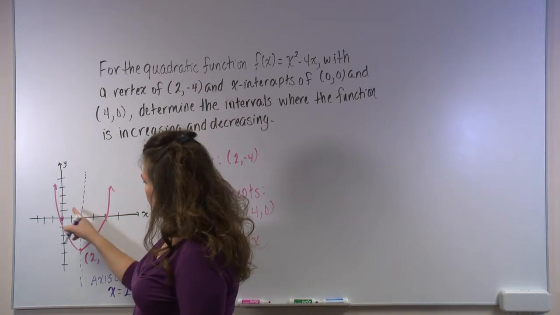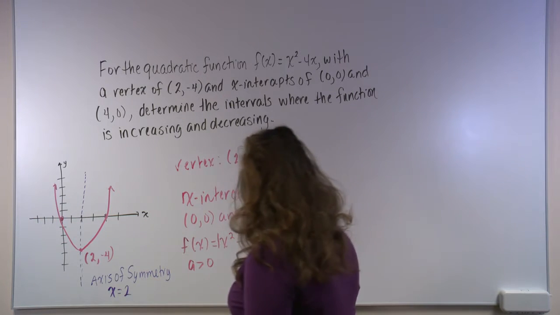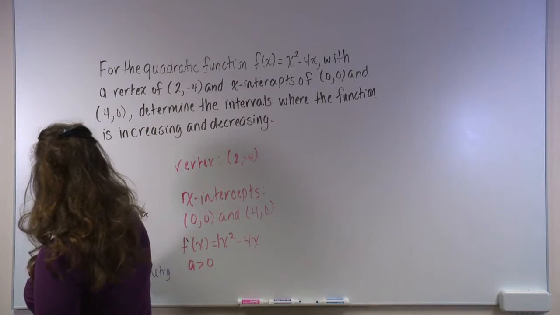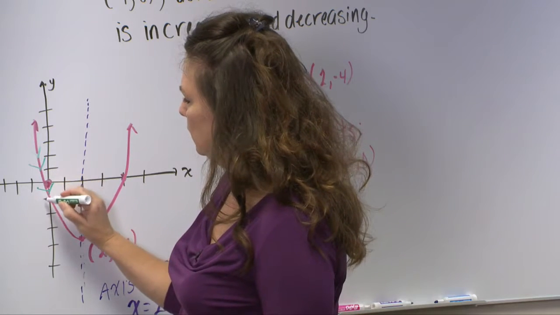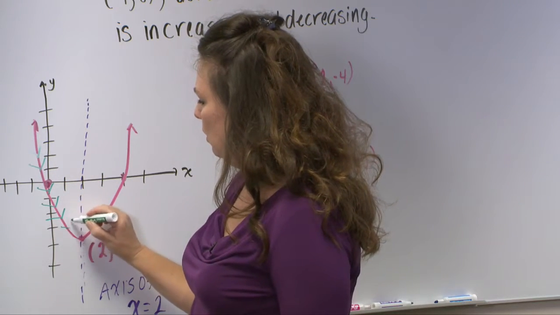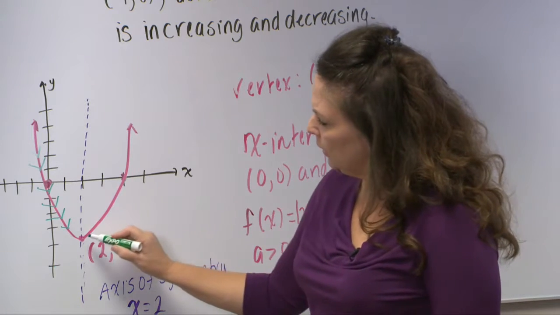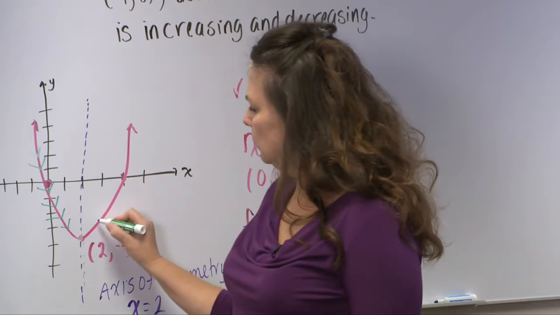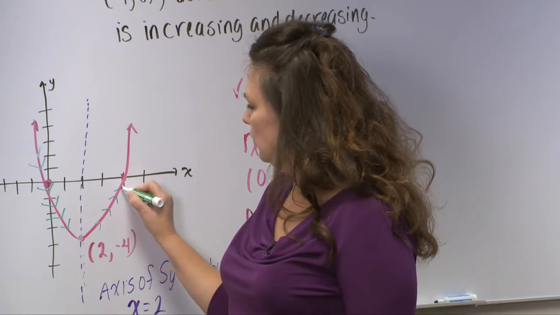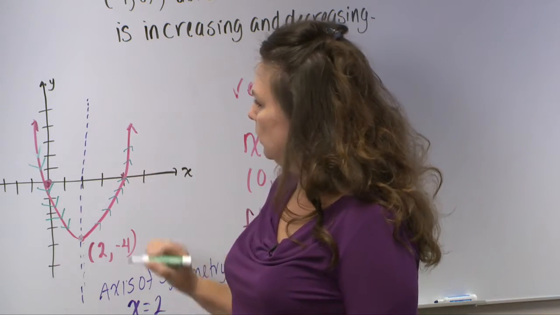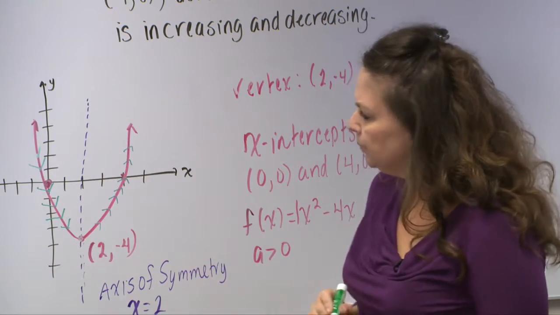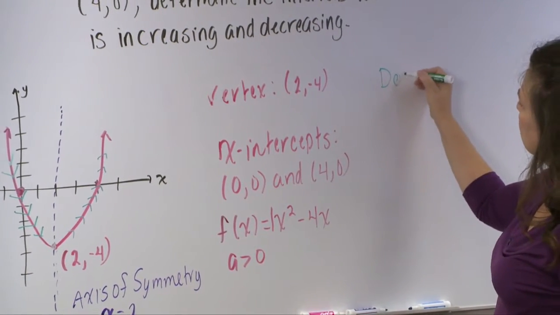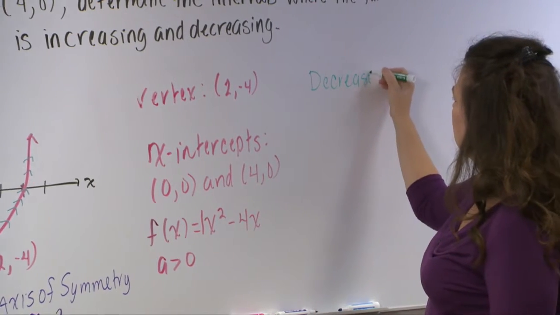So if we read our graph from left to right, initially the graph is decreasing. Our y values are getting lower until we get to the vertex. The vertex is our changing point. At the vertex, our y values begin to increase. So for the left side of the parabola, it is decreasing.